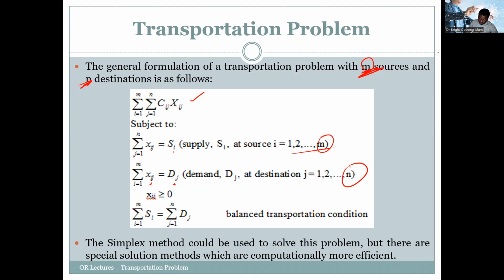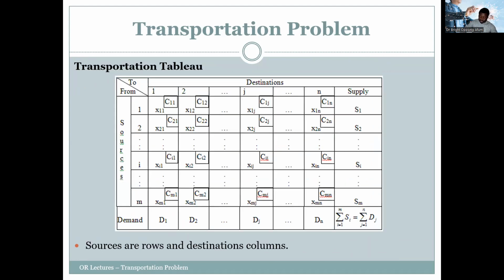All right, so since it is a balanced problem, it means that the summation of the supply is always equal to the summation of the demands, right? The simplex method could be used to solve this problem, but there are special solution methods which are computationally more efficient, and that is what we want to refer to as the transportation problem. So this is how the transportation tableau is.